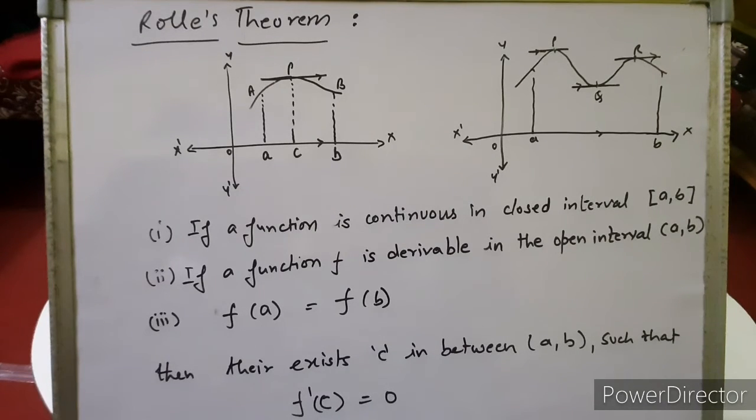Next point is the function must be derivable in the open interval. That means in between a and b, if we draw a tangent, the derivative, the tangent exists. Third point is the value of the function at a and the value of the function at b are equal. That means at a and b, the function must have the same value. If all the three conditions are verified, then we can say that Rolle's theorem is applicable. Hence, we can say that there must exist a point C in between a and b such that the tangent at C is parallel to the x-axis.